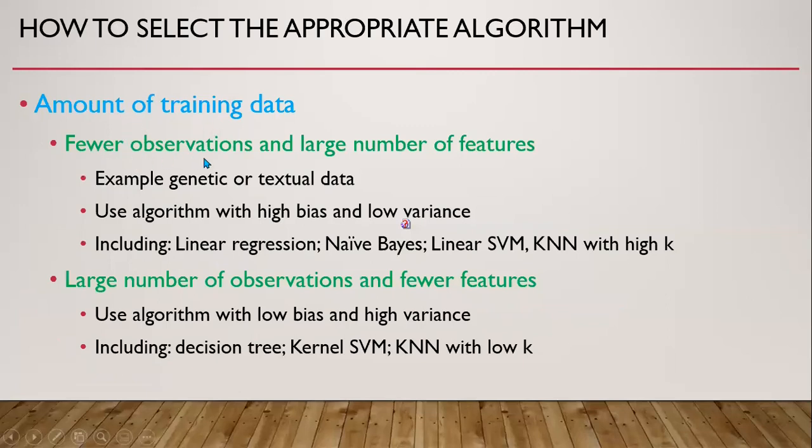If there are fewer observations and a large number of features, for example in genetic and textual data, we should use algorithms with high bias and low variance, and these include linear regression, naive Bayes, linear SVM, KNN with high K. When we have a large number of observations and fewer features, then we should use algorithms with low bias and high variance. These include decision tree, kernel SVM, KNN with low K.